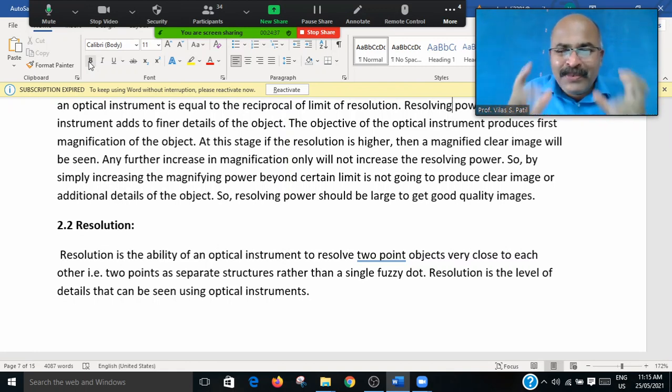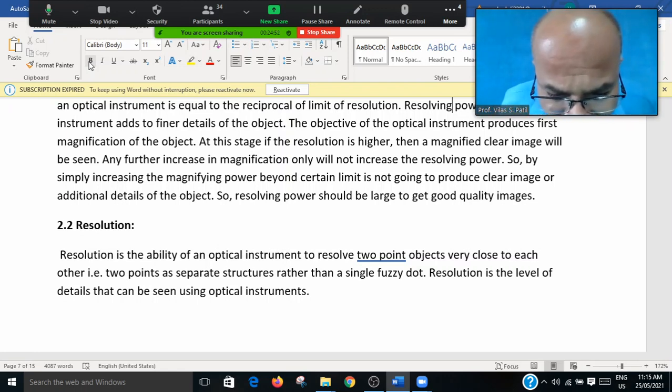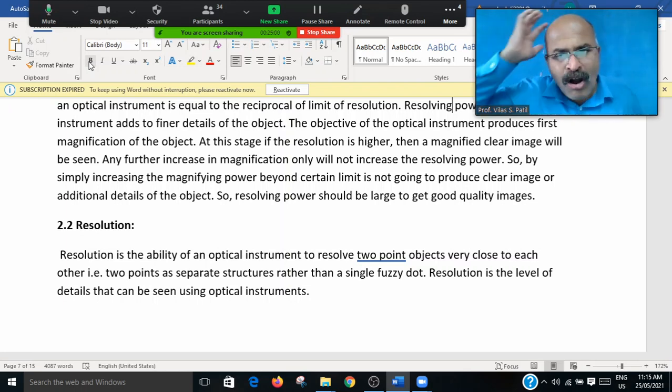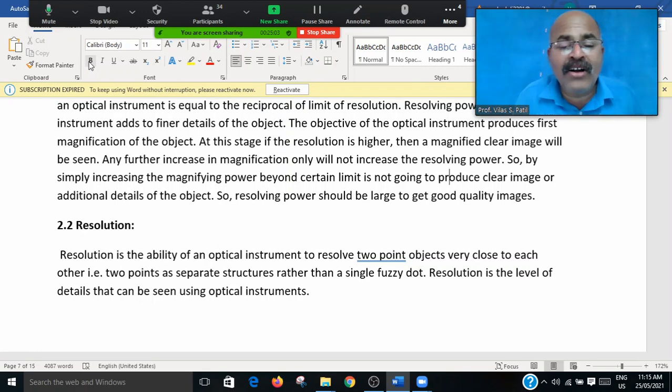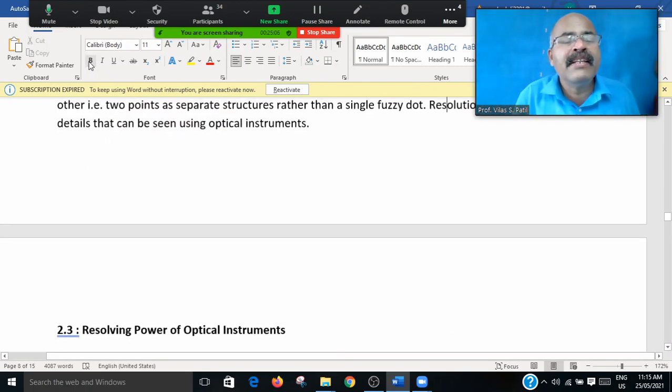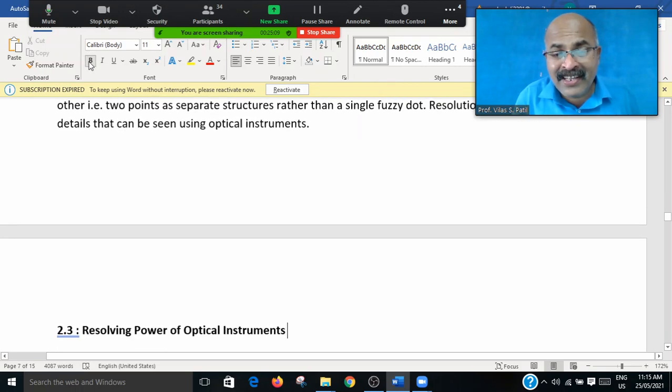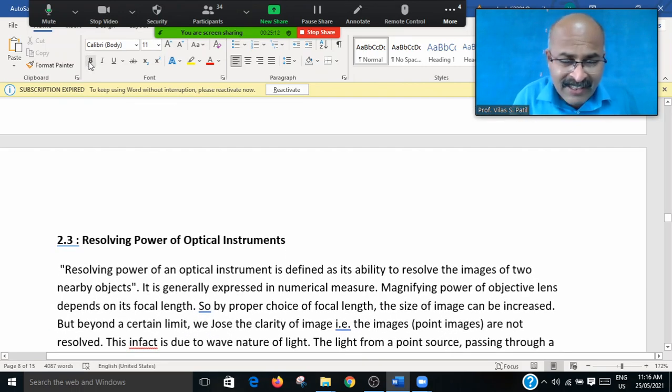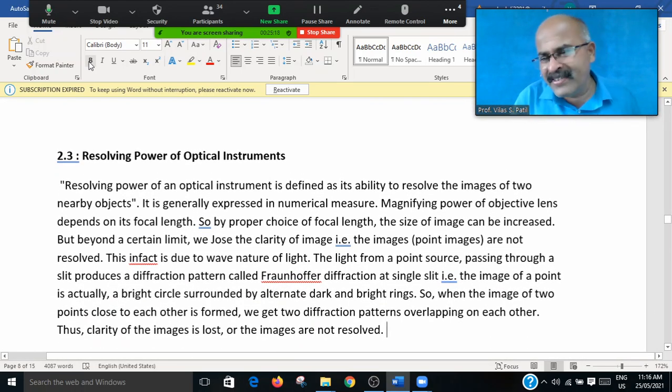The resolution is the ability of the optical instrument which can resolve two point objects very close to each other, so the two points are separate structures rather than a single fuzzy dot. And resolution is the level of the details that can be seen using the optical instrument. What we see in the optical instrument: not a fuzzy dot, but two separate points. Therefore, now let's look at what the resolving power of an optical instrument is.